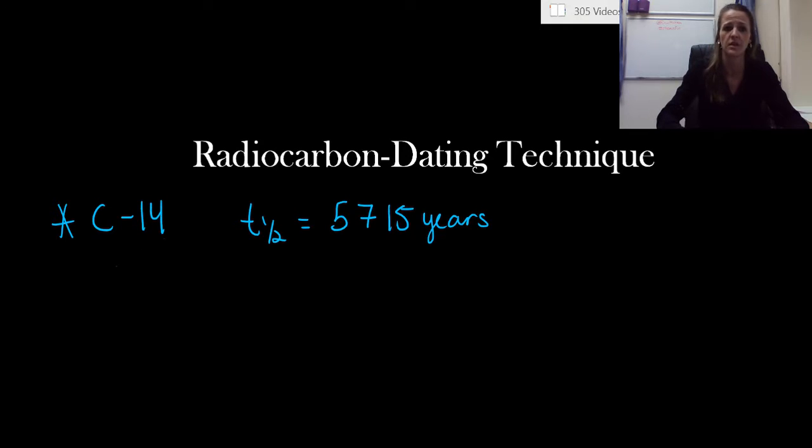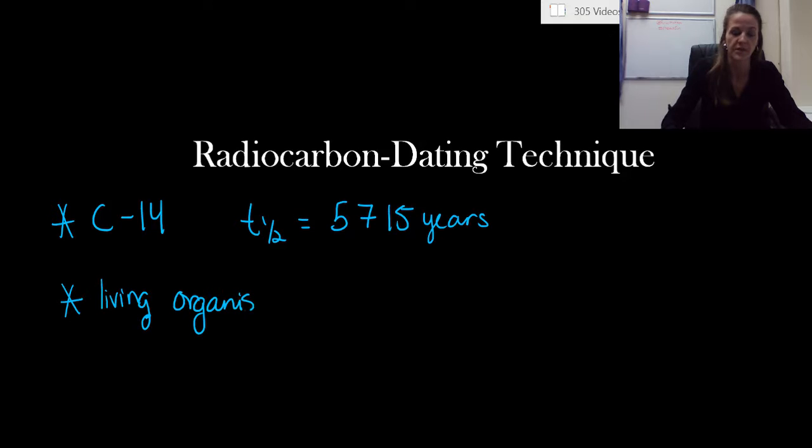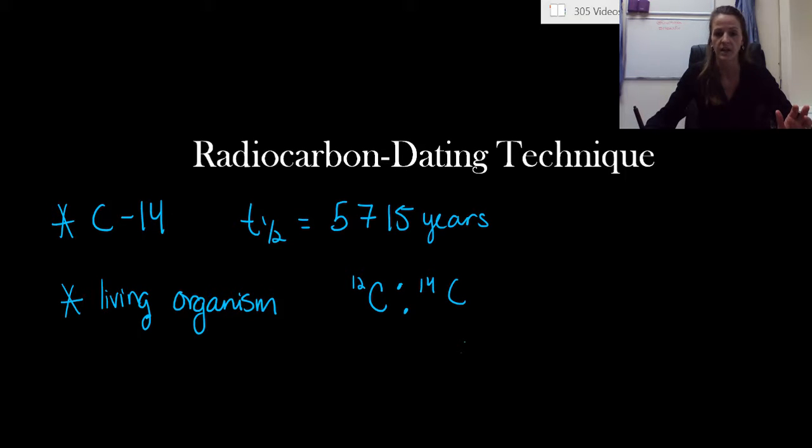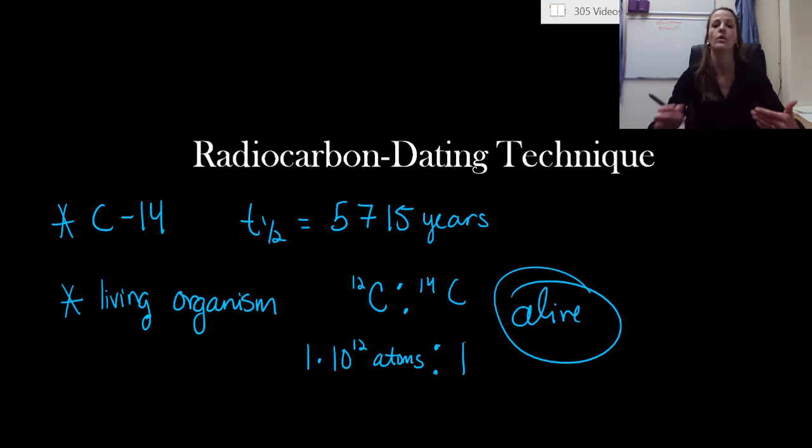And so the first thing we need to understand in order to do this properly is that a living organism has a very, very unique and set ratio of carbon-12 to carbon-14. So let's get this down here. A living organism, so something that is alive, always has a ratio of carbon-12 to carbon-14. It's very specific. There's always one carbon-14 to every 1 times 10 to the 12th atoms of carbon-12. So now, while your organism is alive, this is going to be its ratio.